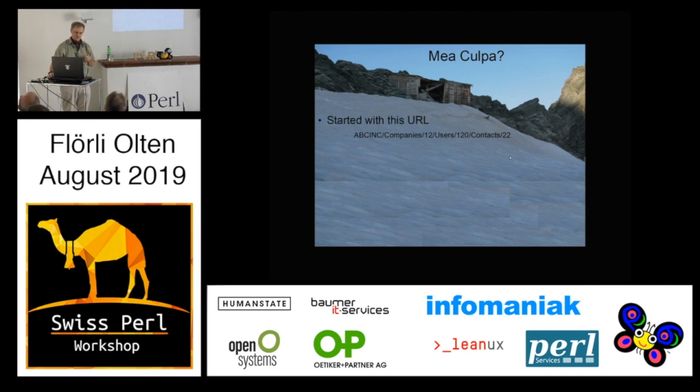So I started with this URL, fake of course, ABC Inc. And that's basically what their URL system consisted of. Companies, 12, users, 120, contacts, 22. Standard REST type interface. You got the different nouns, with the IDs next to them. So rev up old HTTP request. I said, let's delete this one. Contacts 22. Then I select it from the database, 0 rows.